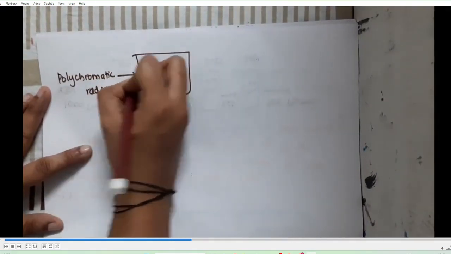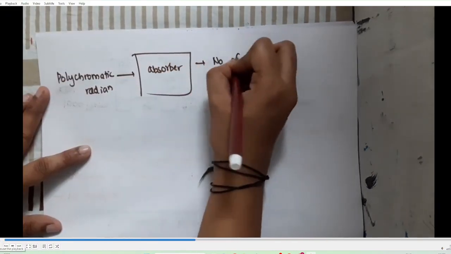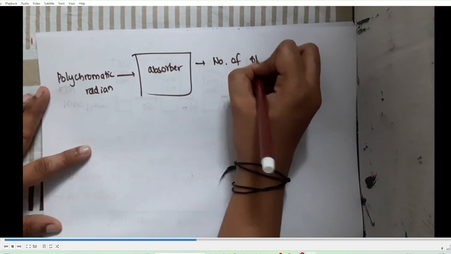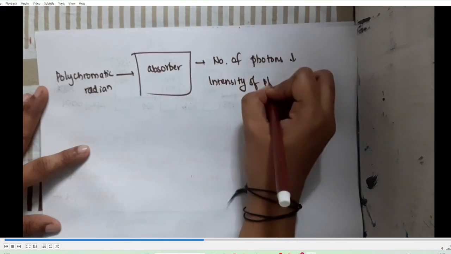So for this, we will see first, when a polychromatic radiation passes through the absorber, the transmitted photons undergo a change in both quality and quantity. That is, the number of photons decreases because some of the photons are absorbed and some of the photons are deflected, as they are with monochromatic radiation. Similar to monochromatic radiation, the number of photons decreases because some are deflected and some are absorbed.